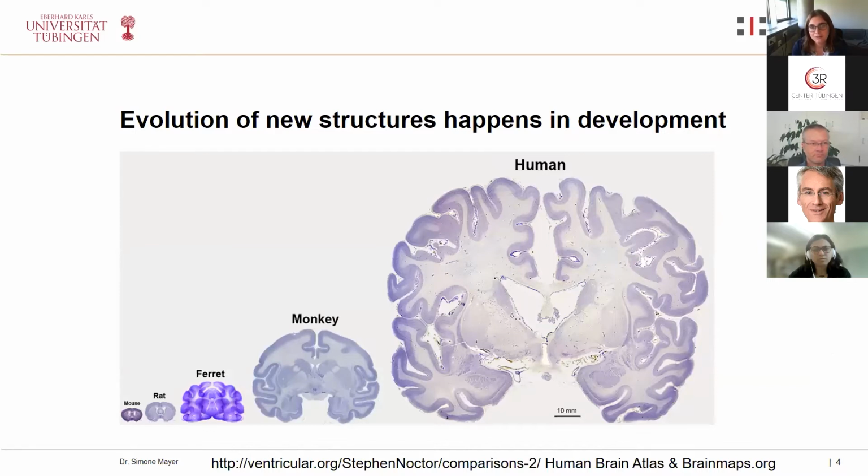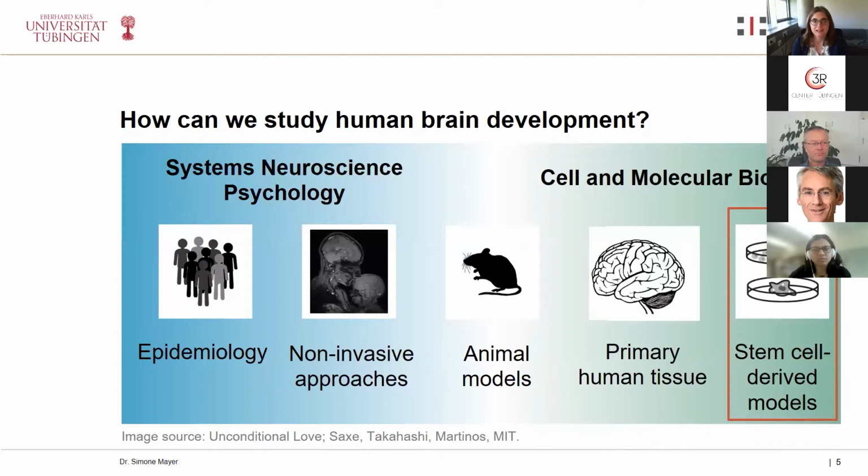If we now want to understand these structural differences, I think we really need to look at development, because the structures that we see in the adult, which are quite different between the different species depicted here, arise during development. This is when most of the neurogenesis is happening, when the neurons and also glial cell types of the adult brain are predominantly being produced. And so the question is, if we want to understand human brain development, how can we actually study this?